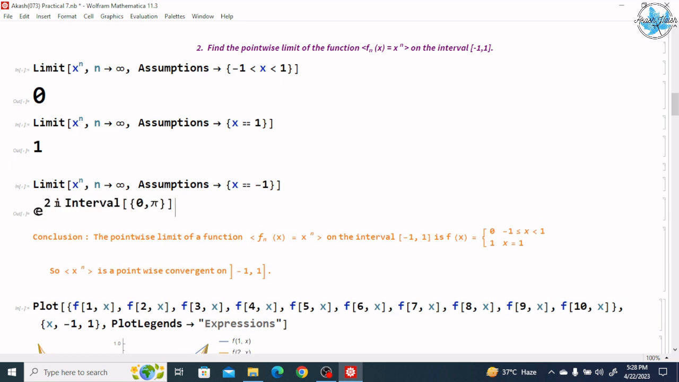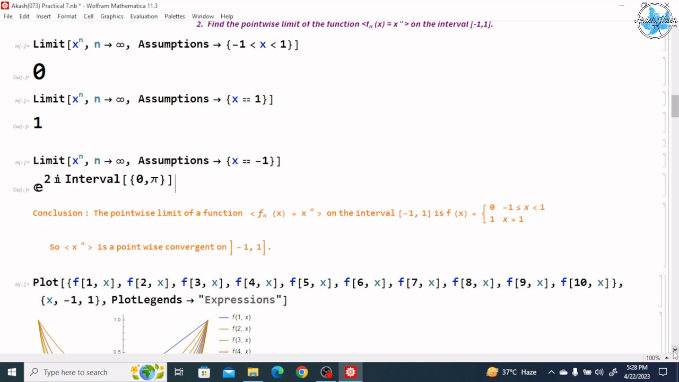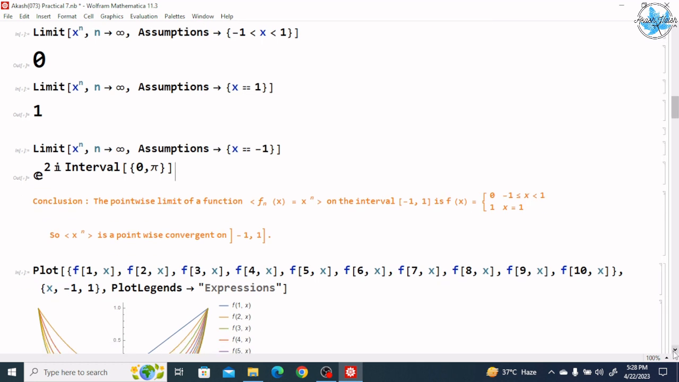When the value of n is positive or negative it is different, so it is not pointwise convergent on -1. So in conclusion, you can see the pointwise limit of the function x to the power n on the interval -1 to 1. When the value of x is between -1 and 1, you will get the limit 0, and when the value of x is equal to 1, then you will get the limit 1. So in this way we can see our conclusion.